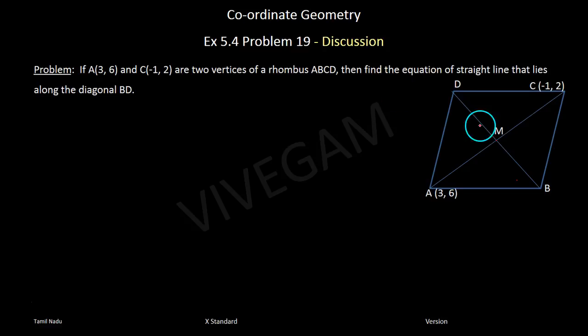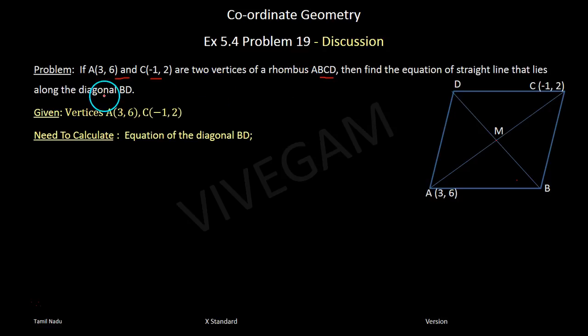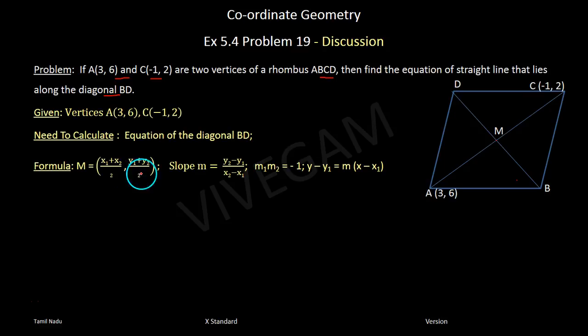Okay, so what is given? Given are the two points A and C. It's a rhombus. We are asked to find the diagonal BD. The formula is we'll have to find the midpoint, so use the midpoint formula, (x1 plus x2) by 2, (y1 plus y2) by 2. And then the slope of this line we need to calculate. The slope of AC we'll calculate using the two-point form, using this point and this point. So you have to use this two-point form for the slope.